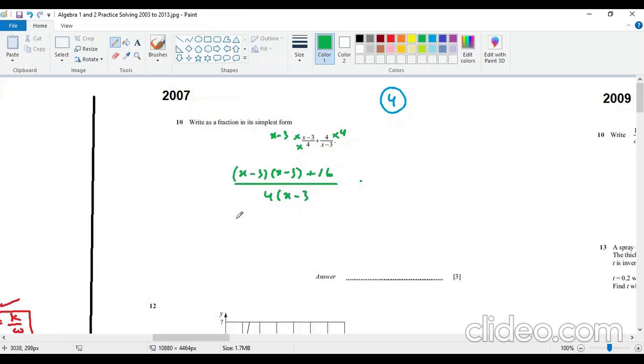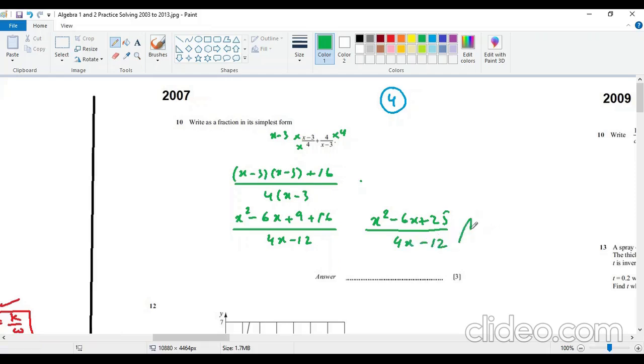Now what happens? The answer for this one is going to be minus 6x and plus 9 plus 16. That means it's going to be 4x minus 12. And the next part is going to be x squared minus 6x plus 25. And down below you have 4x minus 12, which is going to be your answer, and you get full marks.